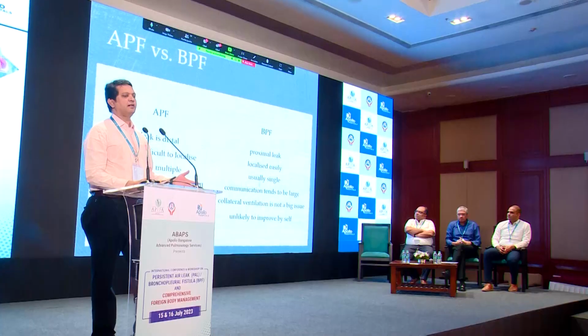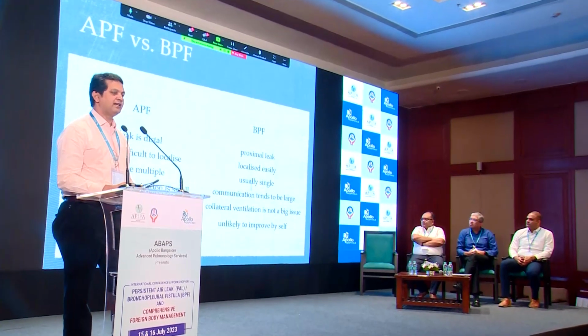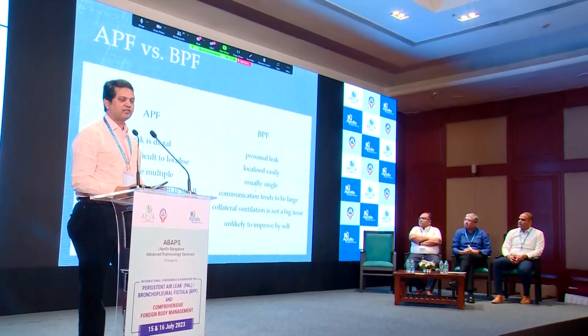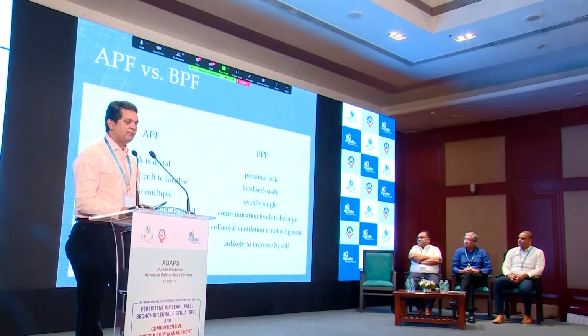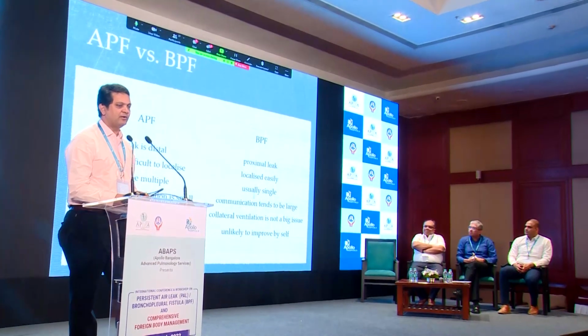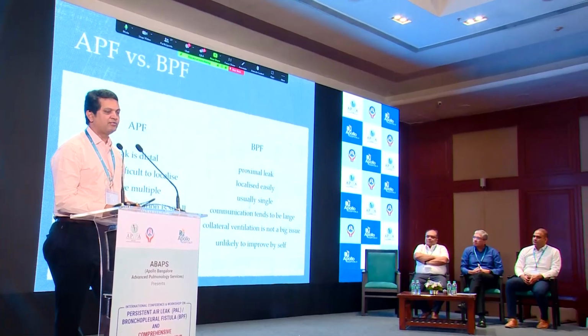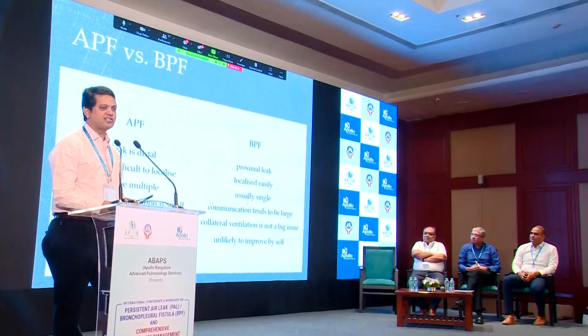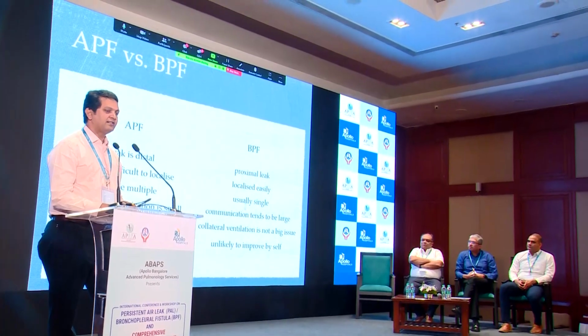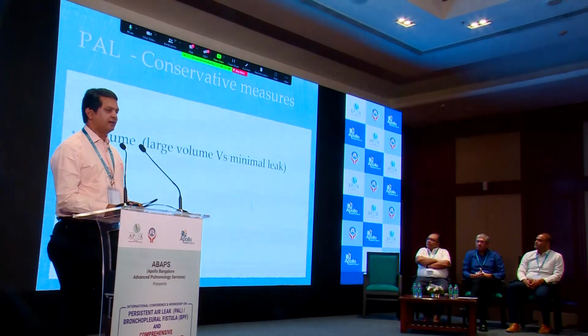The differences: in APF, the leak is distal, can be difficult to localize, and can be multiple. The size of communication is typically small. Collateral ventilation is an issue. That's when the fissure integrity also plays an importance, and it may settle down with time. So APF usually, given some time, settles down. Whereas a BPF is more proximal, never a problem diagnosing it. It's usually a single communication, and the communication tends to be a little large. Collateral ventilation is not an issue at all, but it's unlikely to improve by itself, so if you have a big BPF, you might have to handle it.